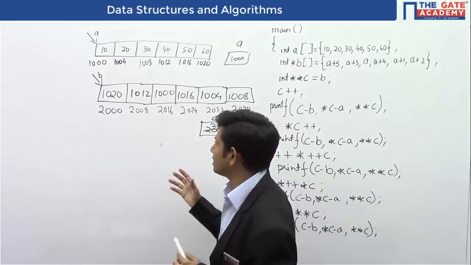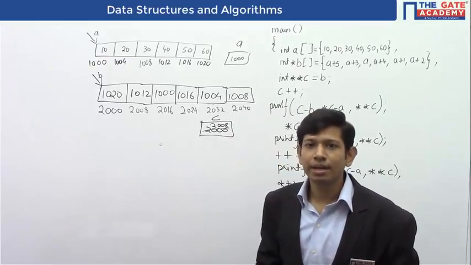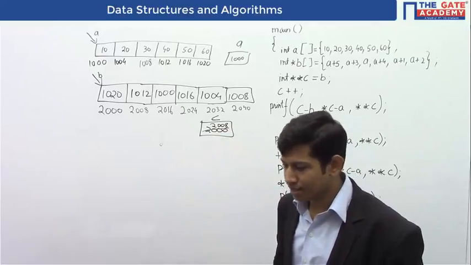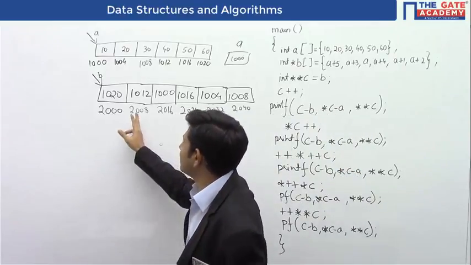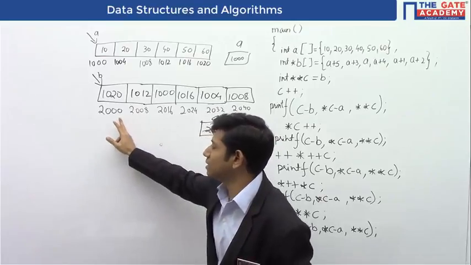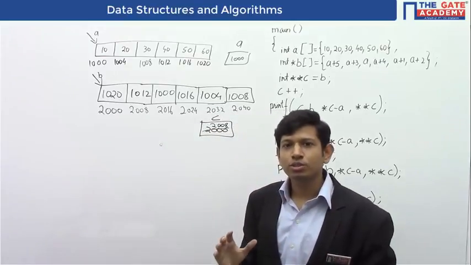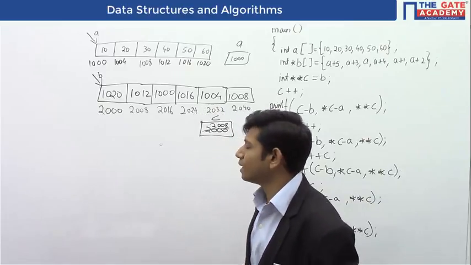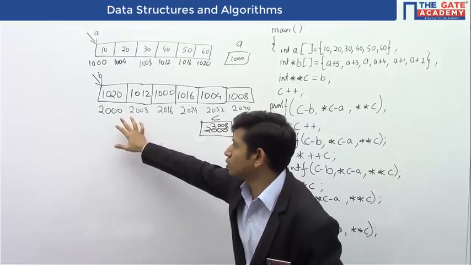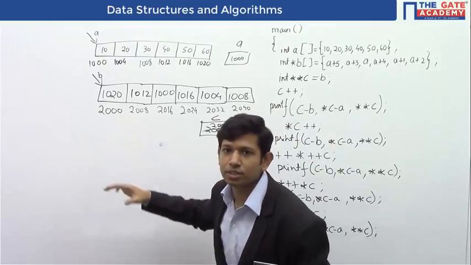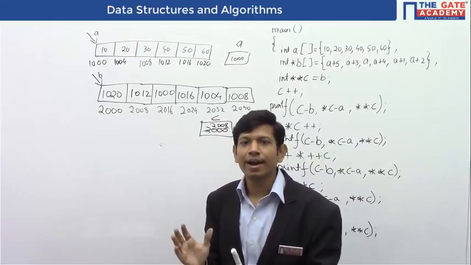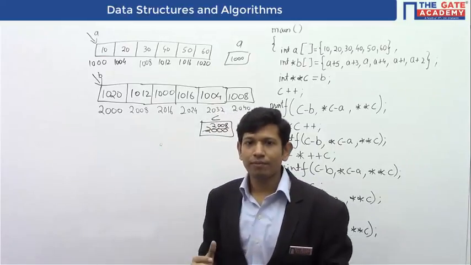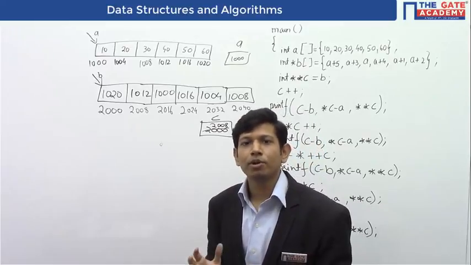So what would their subtraction mean? It would mean the number of elements between these two elements. Here we can see that there is only one element between them. Or just to understand it in a better way, we can find the difference between these two numbers and then divide by the size of each element in this array. When we do that, we obtain the number of elements.